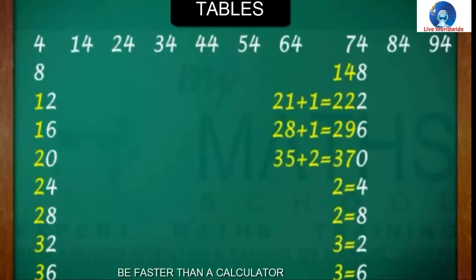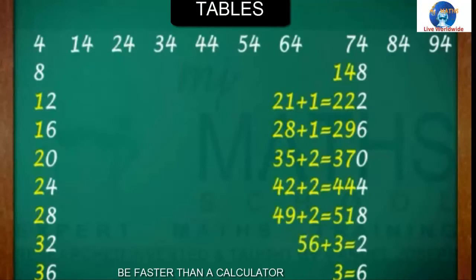42 plus 2 is equal to 44. 49 plus 2 is equal to 51. 56 plus 3 is equal to 59. 63 plus 3 is equal to 66.